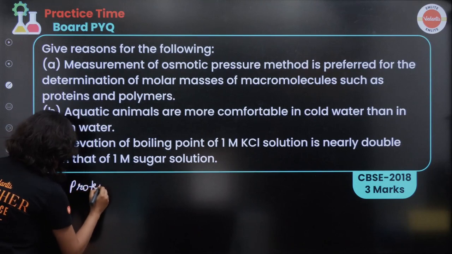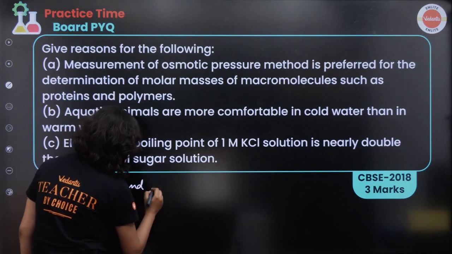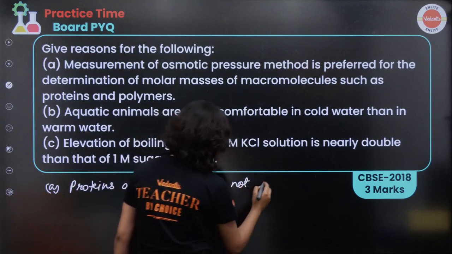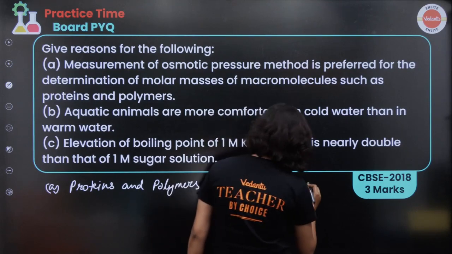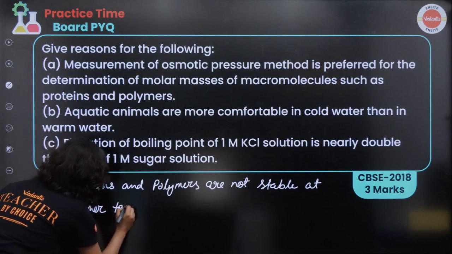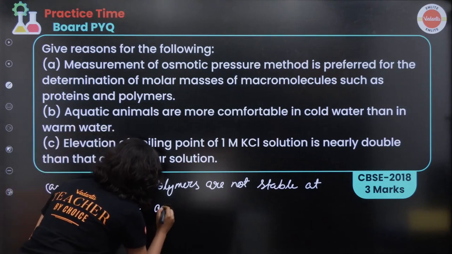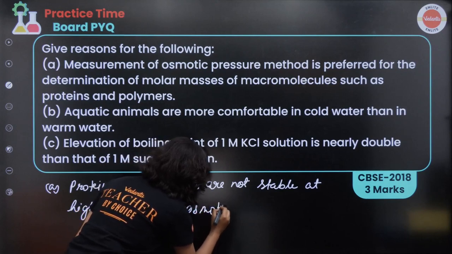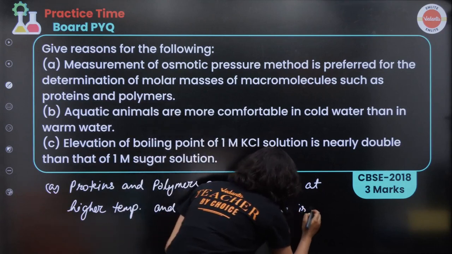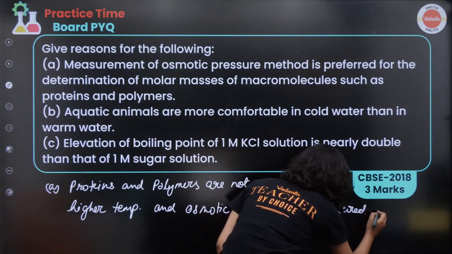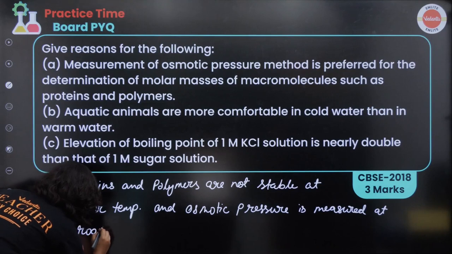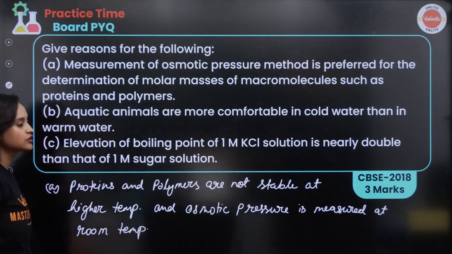Proteins and polymers are not stable at higher temperatures. And osmotic pressure is measured at room temperature. All right, got it? Clear?